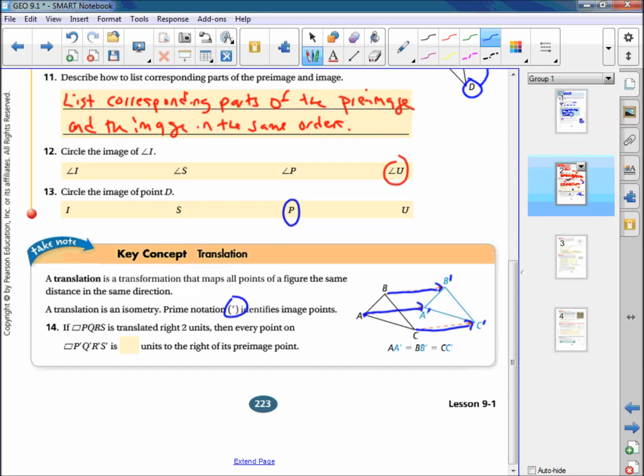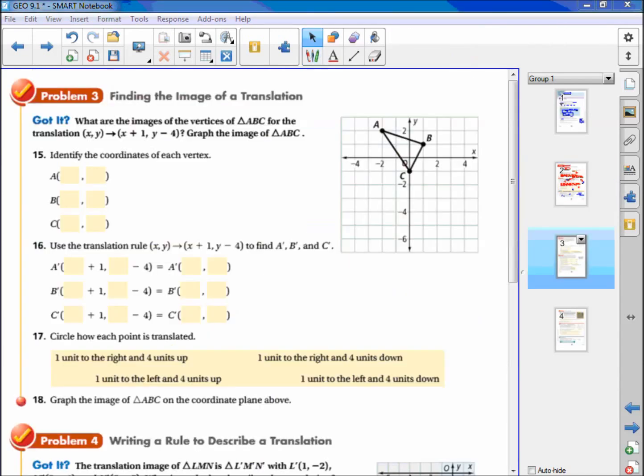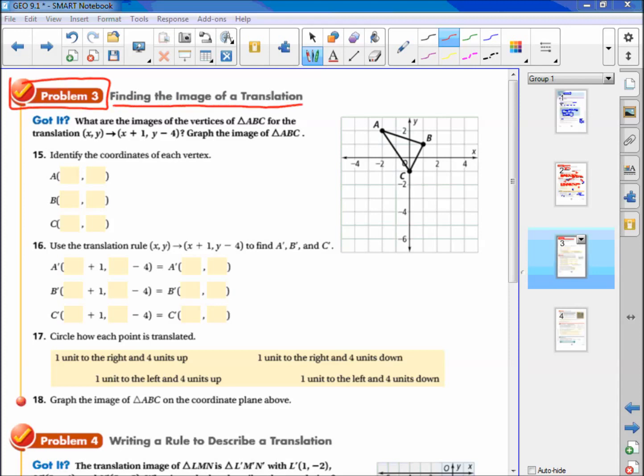So B turns into B prime, C turns into C prime, A turns into A prime to show the new one. So if quadrilateral PQRS is translated right 2 units, then every point on quadrilateral P prime, Q prime, R prime, S prime is 2 units to the right of the pre-image. Okay. So if we move 1 point 2 places to the right, then we move all of them 2 places to the right. And that's so that we can preserve the size and make sure that this stays an isometry. Okay, on our third page, we have big problem number 3 here, which says finding the image of a translation.